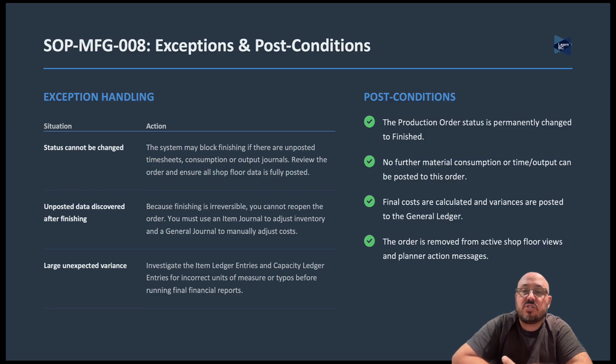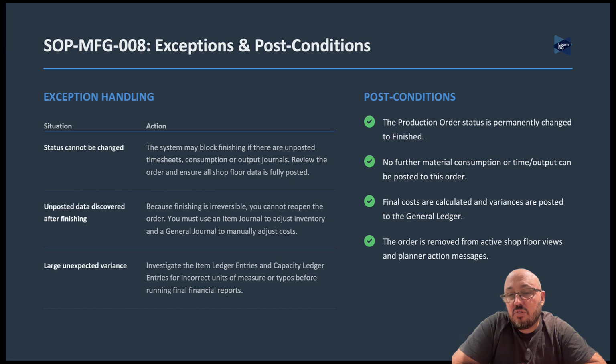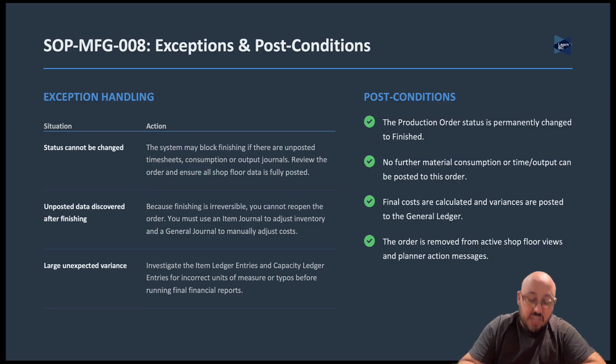So post conditions is this: the production order status is permanently changed to finished. No further material consumption, time, or output can be posted. The final costs are calculated, so your actual costs are done. The order is removed from the active shop floor views and the planner disappears because it's done.